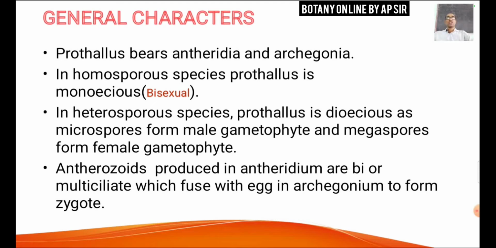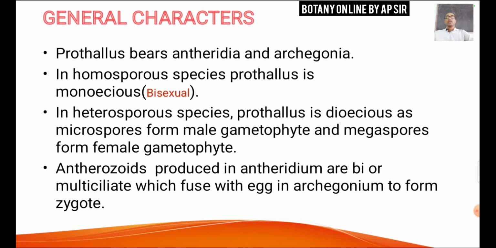Now in homosporous species, the prothallus is monoecious. Monoecious means both the male and female sex organs are found within the same prothallus. So bisexual, monoecious. But in heterosporous species, the prothallus is dioecious. Microspores form the male gametophyte and the megaspores form the female gametophyte. Okay, separate gametophytes are formed.